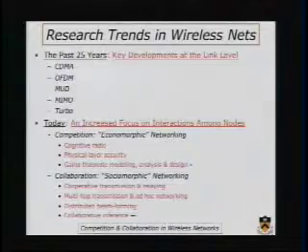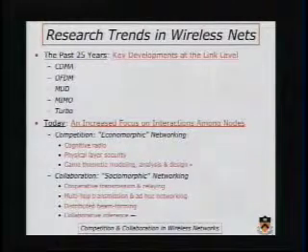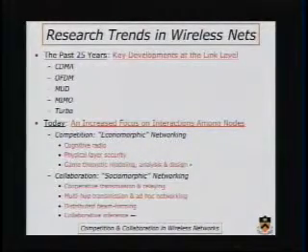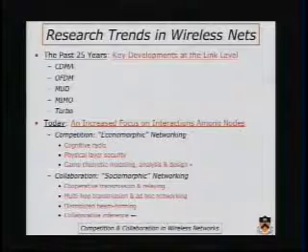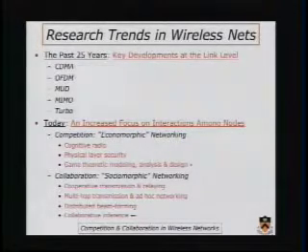More recently, we've seen an increased focus on interactions among nodes rather than link level things. That is, I'm talking about what happens transmitting data from one node to another. Here I'm thinking about looking at interactions among nodes as groups. And I'll just point out some perhaps familiar research themes that we've seen in recent years that would indicate this.